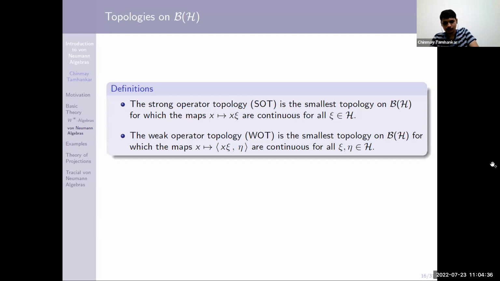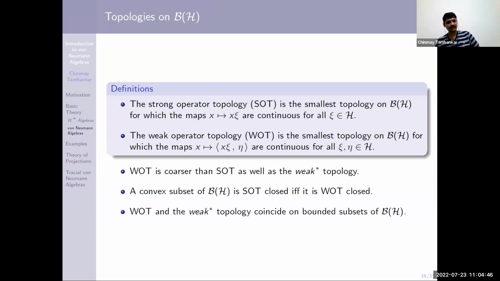So we have these two topologies, and so now we have three topologies on B(X) other than the norm topology, which are the SOT, WOT, and weak star topology. So we have the following relations. The WOT is coarser than both the SOT and the weak star topology. A convex subset of B(H) is SOT closed if and only if it is WOT closed. And on bounded subsets of B(H), the WOT and weak star topology coincide. So these are the relations between these three topologies.